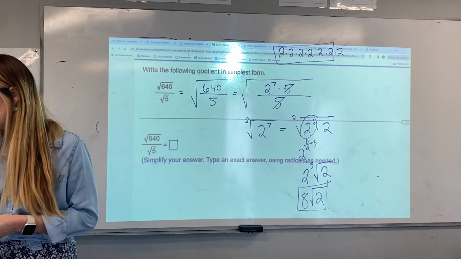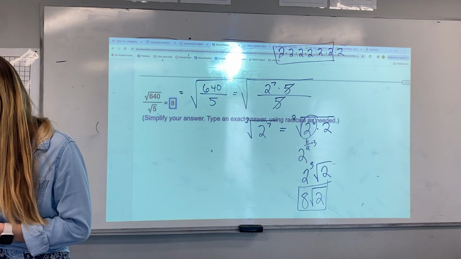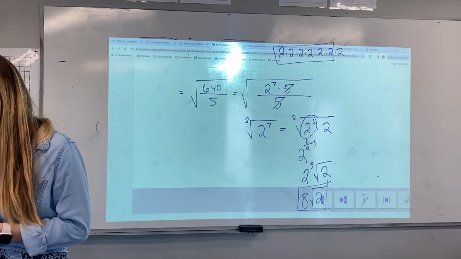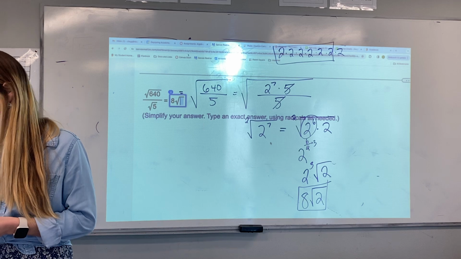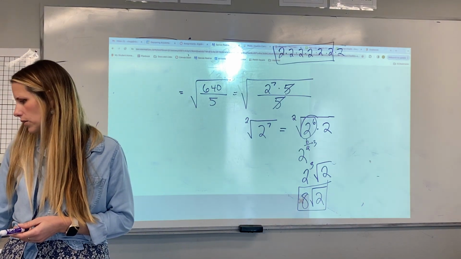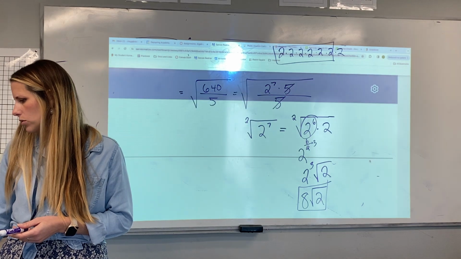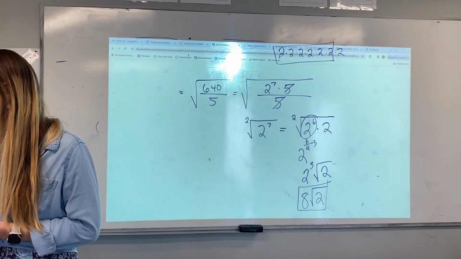Let's make sure that's right. I never know if I make a silly mistake along the way. Sometimes counting up your prime factors can be a little tricky. 8 radical 2. Let's hope that that's it, so I don't give you guys the wrong answer. Did you guys have the same numbers or different numbers? Same. Yay! We did it.